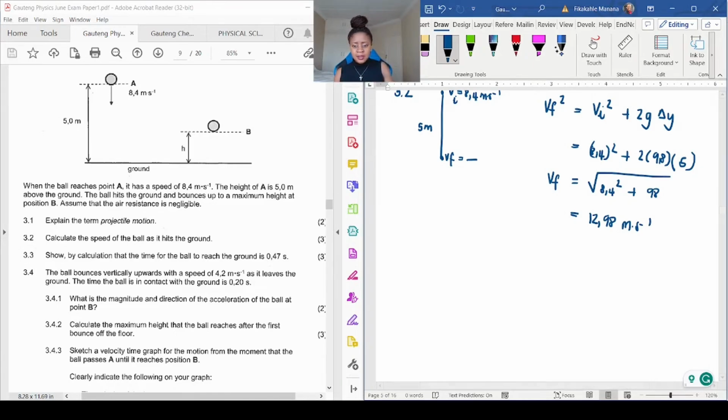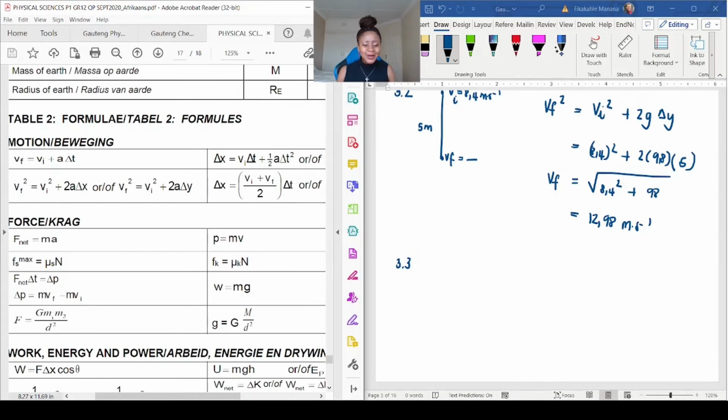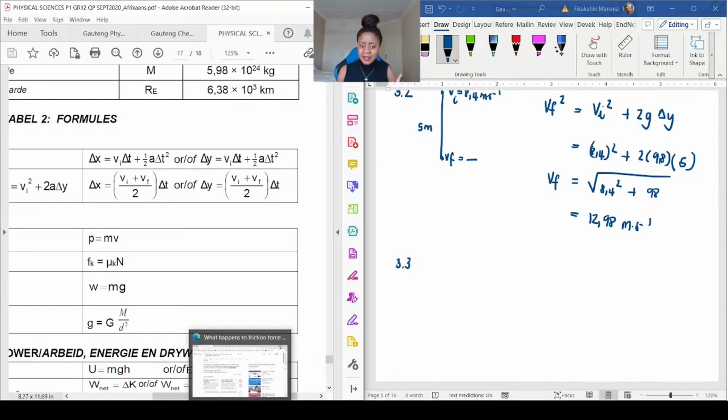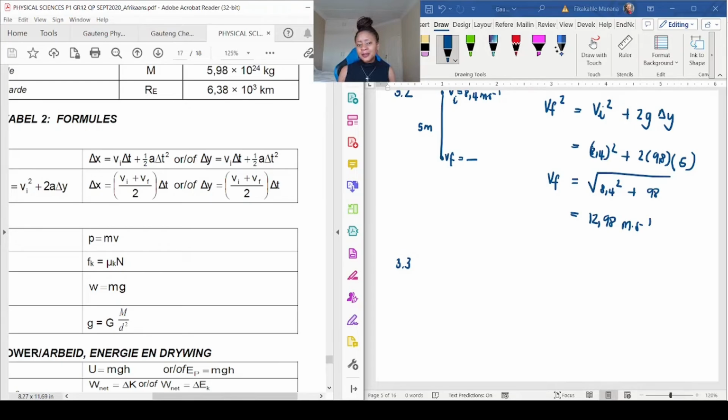And that's 3 marks. So 3.3, show by calculation that the time for the ball to reach the ground is 0.47. Okay, now we can go to the equations where there's time involved. All right, so I'm going to go to the equation where I have my distance and I have my initial velocity. Why? What if I calculated my final velocity incorrectly? I don't want to carry on with the wrong answer. Okay, so I'm going to go then with delta y is equal to initial velocity times time.